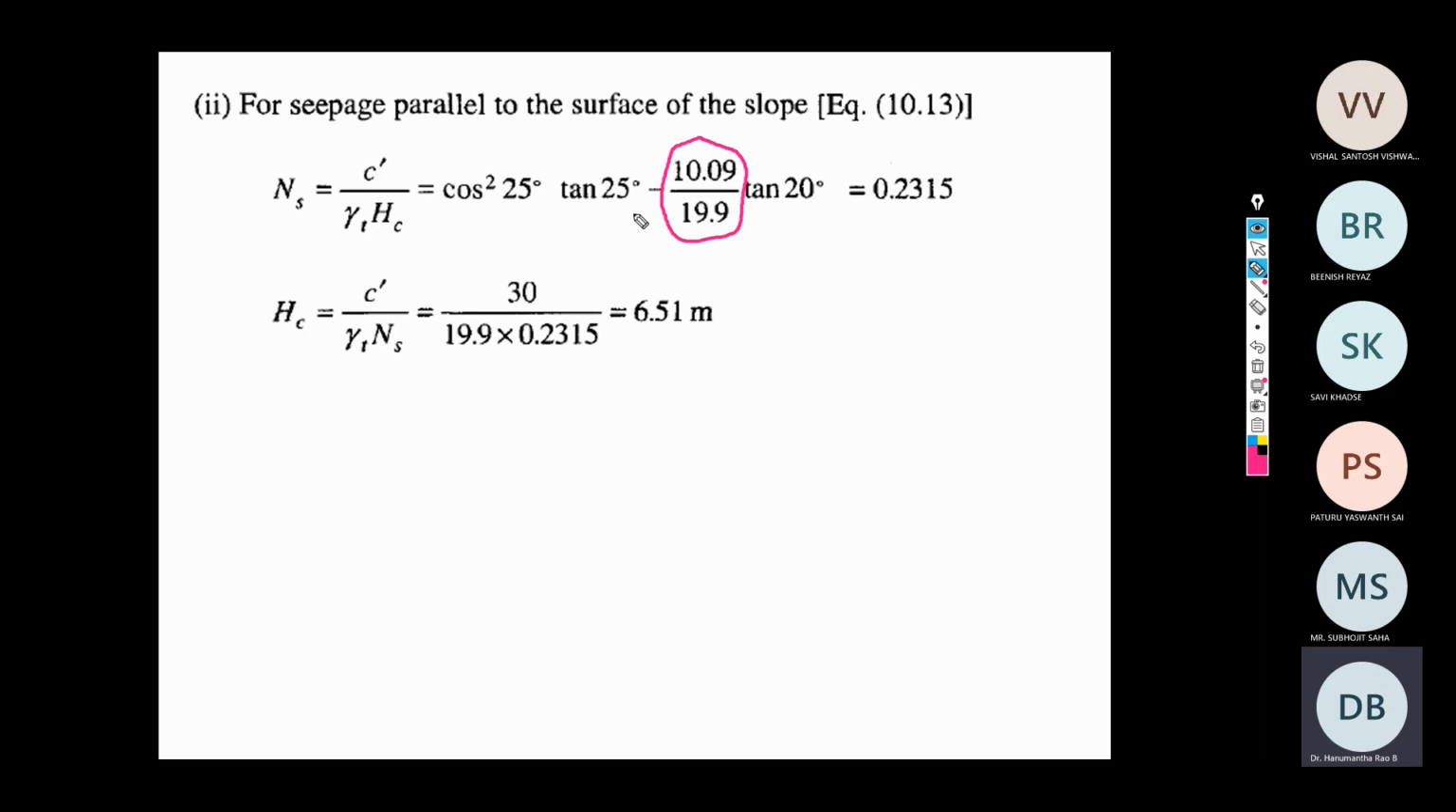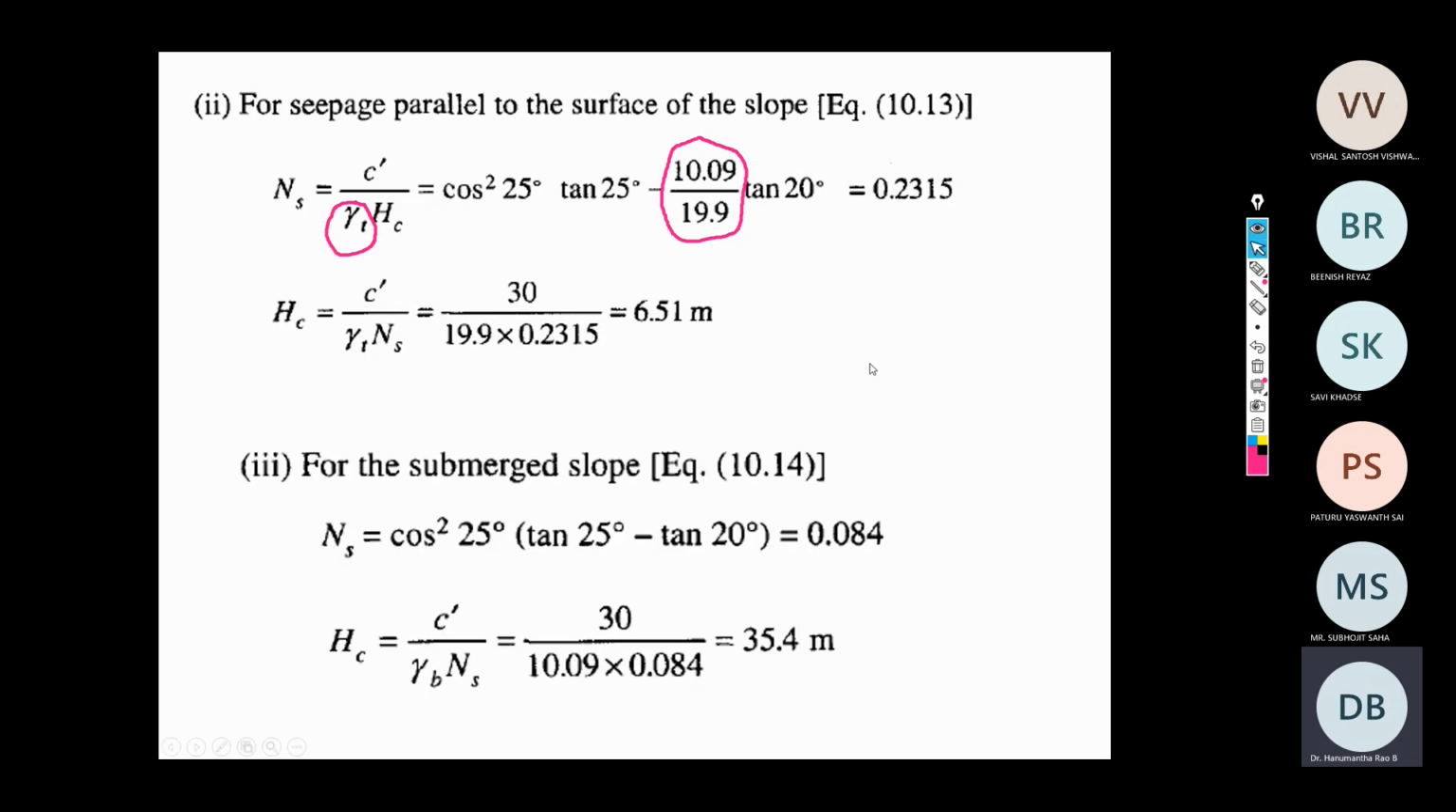Okay. So now if you compare case 1 with case 2, you could see the major changes. The first change is gamma is replaced with the gamma sat, and gamma dash by gamma sat, that is gamma submerged by gamma sat, is multiplied with the tan phi. So these are the two changes. Then what you get is 6.51 meter, the critical height of the slope.